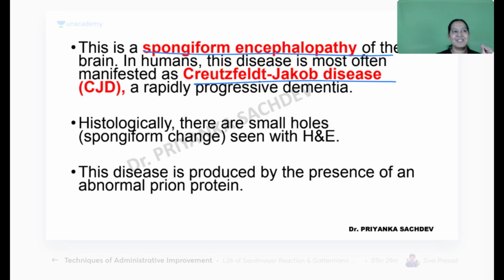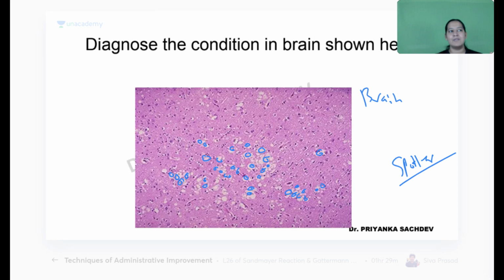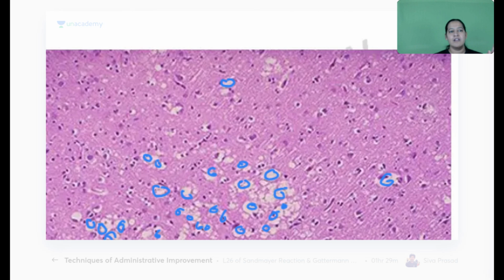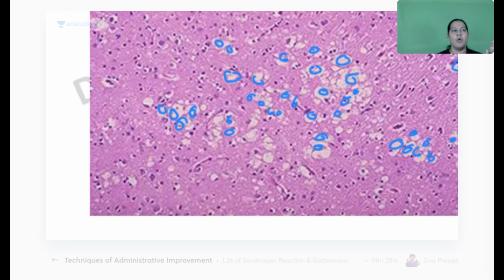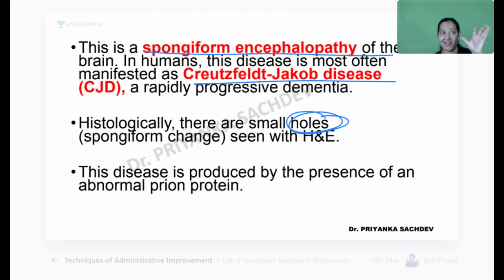So in CJD, histologically, there are small holes in the whole brain. Small empty holes. Can you see the white color? Let me zoom it out. The white color, small empty holes in the whole brain. This is not normal. This is not the pink color, not the neurons. What is there in between the neurons? Small air-containing holes. So the brain is looking like a sponge. That's why it is known as spongiform encephalopathy. It occurs in animals also; in humans, it is known as CJD.